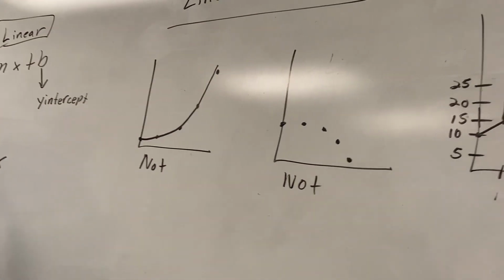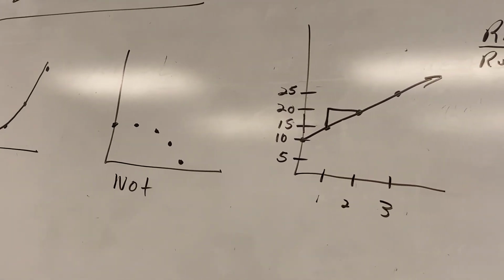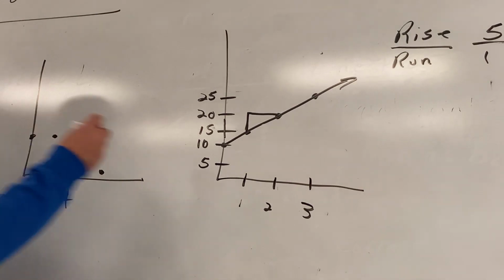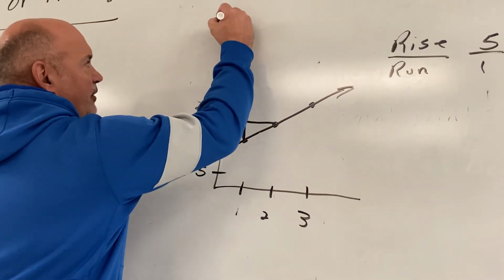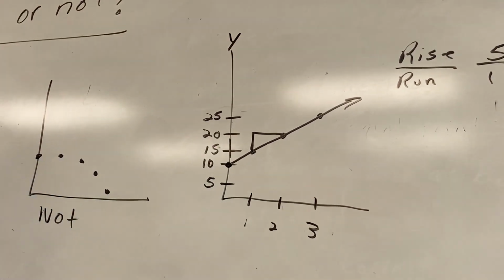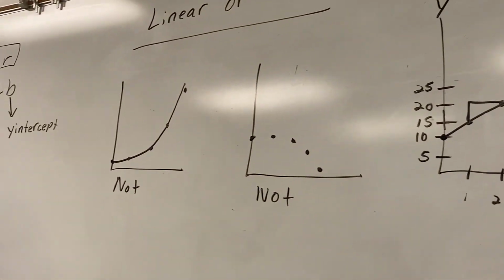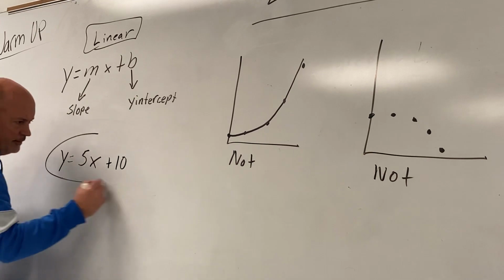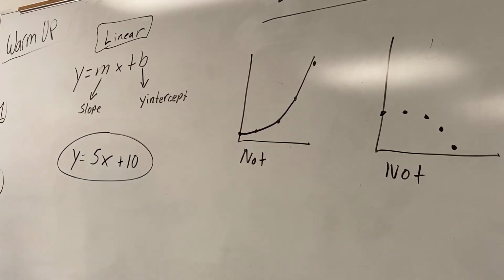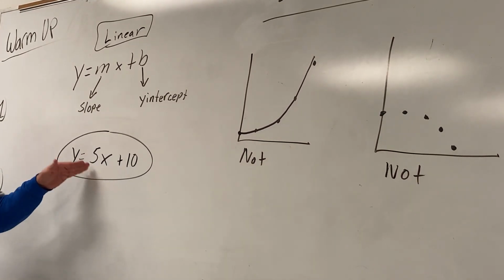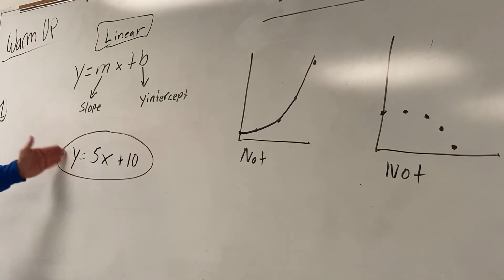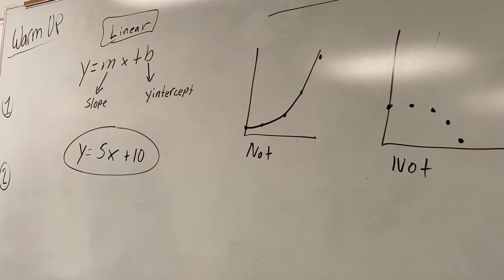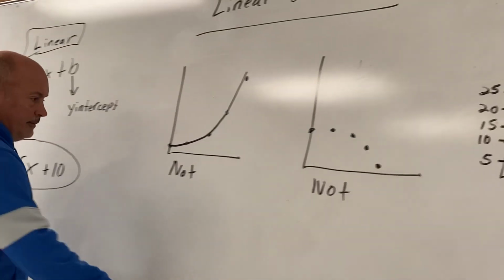All right, how about the y-intercept? Who can help me find the y-intercept? Colton, go ahead. 10. Do y'all agree with Colton? Yes. That this graph crosses the y-axis right there at 10? So what do I need to put over here? Plus 10. So the equation for that graph over there, it is linear, and the slope is 5, and the y-intercept's 10, so the equation is y equals 5x plus 10. Questions so far? All right.